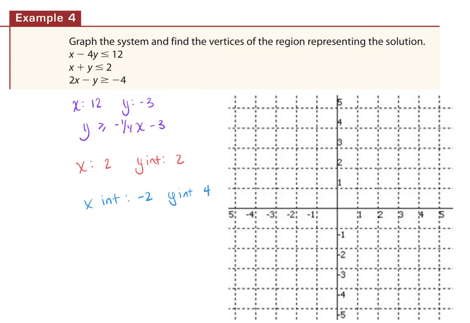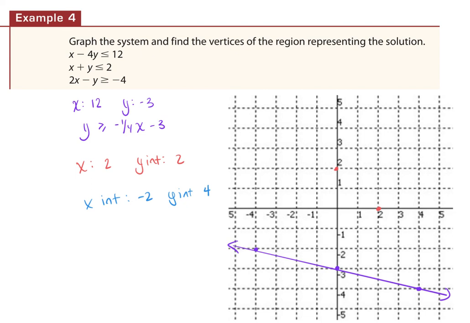-3 is my first y-intercept. So -3 here. My slope is -1/4, down 1 over 4, or up 1, left 4. And then my line here is going to be solid. So I'm going to do this just the same way. And I'm actually going to wait to shade this guy. You can shade as you go, but I'm going to wait and shade at the end. Here I have x and y intercept of 2. So positive 2 here, positive 2 here. This is also going to be a solid line.